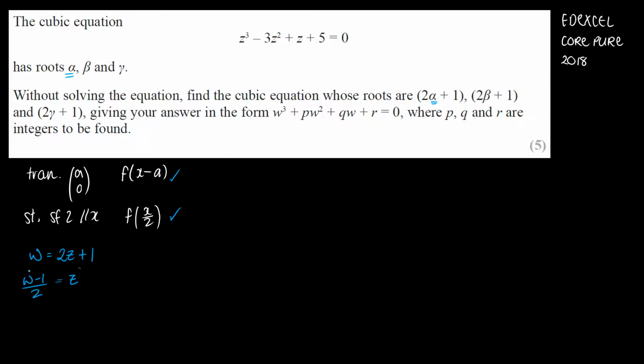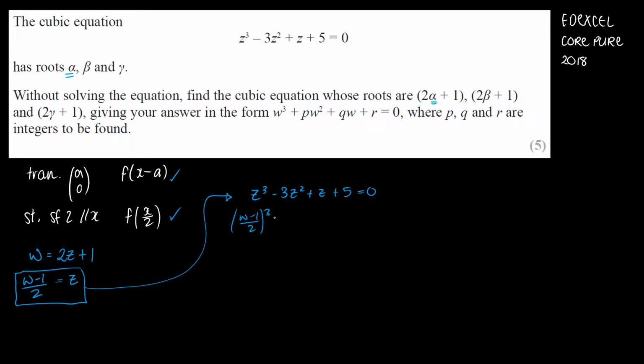So I can now take this expression here and substitute it into my original cubic. z cubed minus 3z squared plus z plus 5 equals 0. So w minus 1 over 2 all cubed, minus 3 lots of w minus 1 over 2 squared, plus w minus 1 over 2, plus 5 equals 0. Now all we have to do is sort this out.